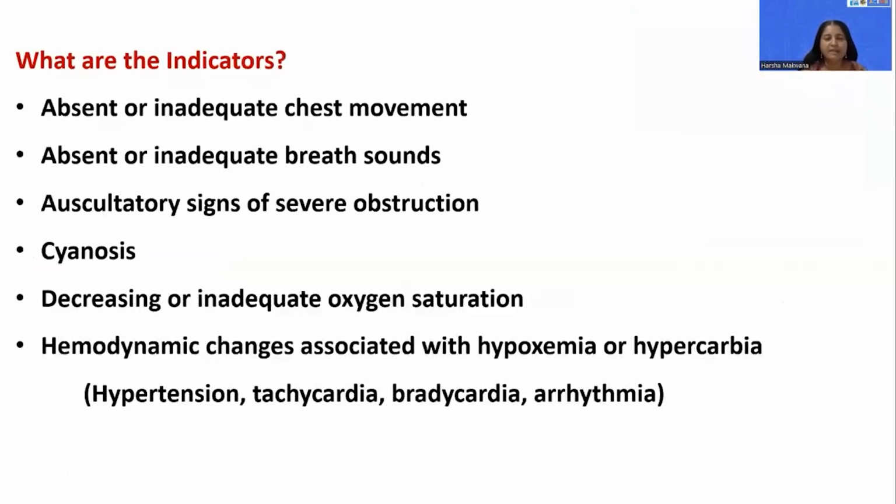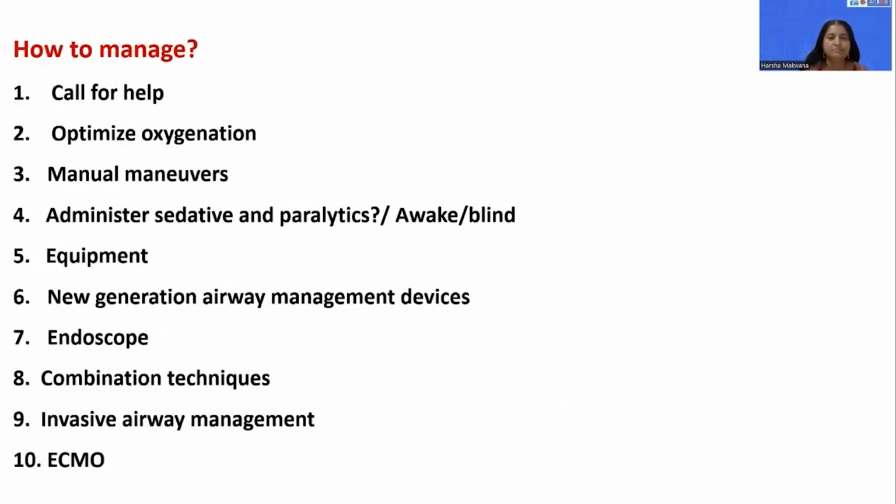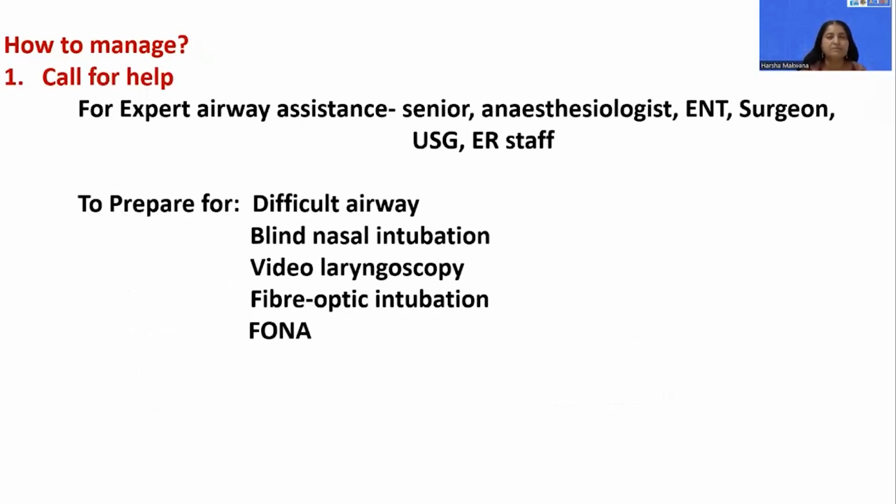So, what are the indicators? Absent or inadequate chest movement, absent or inadequate breath sounds, auscultatory signs of severe obstruction, cyanosis, decreasing or inadequate oxygen saturation, and hemodynamic changes like hypertension, tachycardia, bradycardia, arrhythmias related to hypoxia and hypercarbia may be seen. So how will you manage? These are the steps by which we can manage CICV scenario. Let us see one by one.